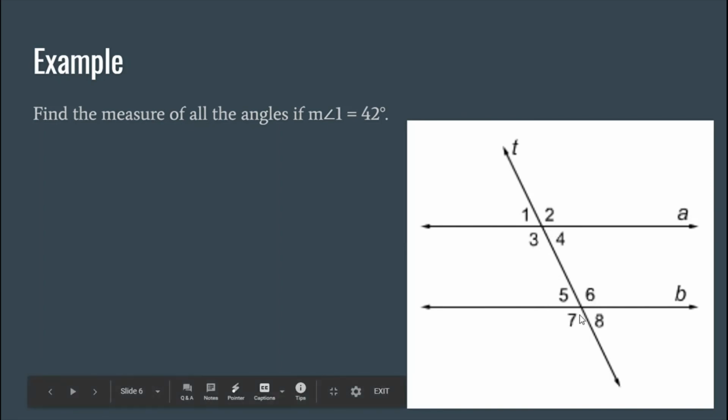Okay, if we look at angles 1 and 2, they're supplementary angles. So if I subtract 42 degrees from 180 degrees, I'll get angle 2. Angle 2 should be 138 degrees, which means angle 3, angle 6, and angle 7 will be the same measurement as angle 2, 138 degrees. So you see how quickly we did that one, huh?